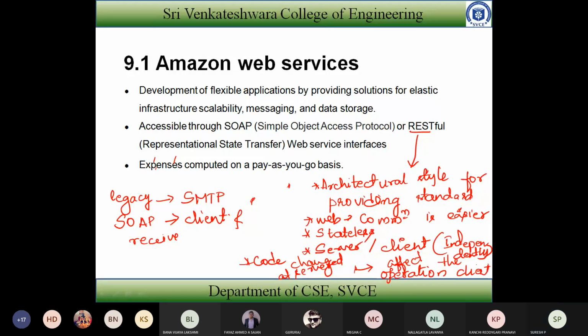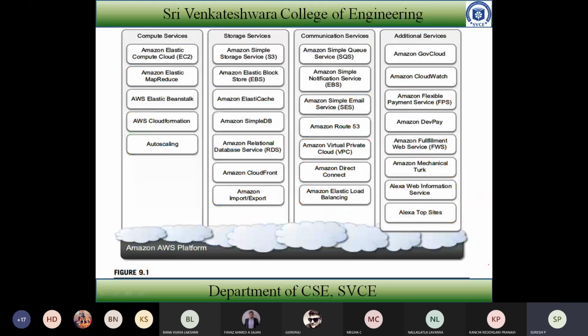The next point is that whatever services you access through the web will be computed and billed on a pay-as-you-go basis. That means depending upon how much you use, for that particular usage you will be billed. The expenses are computed on a pay-as-you-go basis in Amazon Web Services.